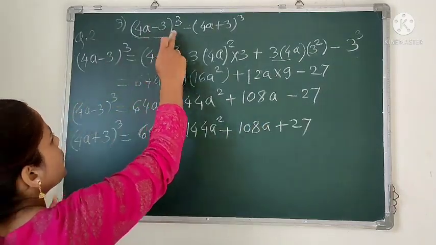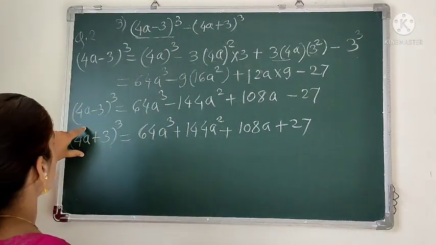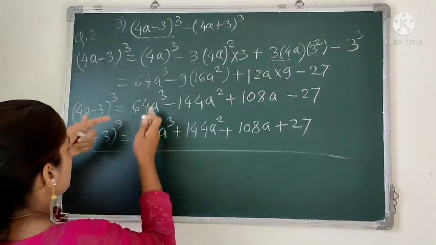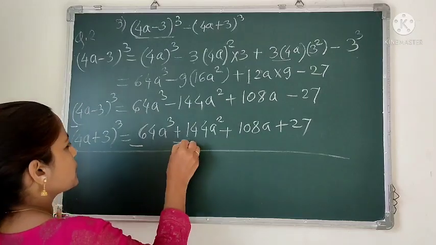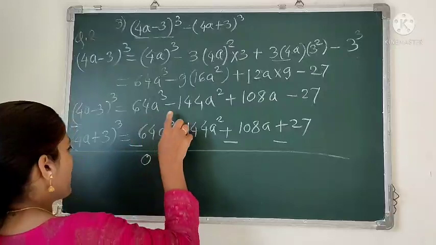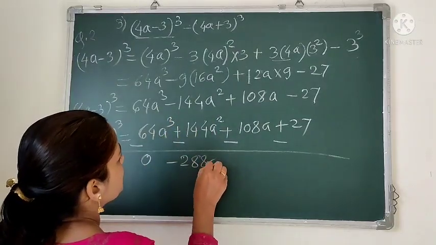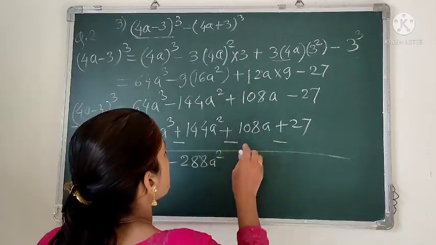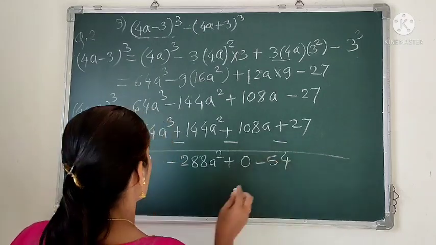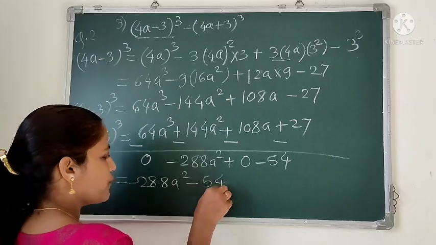We have to do the subtraction of these two terms. Expansion of the first term minus expansion of the second term. On the left we have done the subtraction, on the right we will do the subtraction. 64 minus 64, 144 minus 144, 108 minus 108, minus 27 minus 27 is 54. So the answer is minus 288a square minus 54.